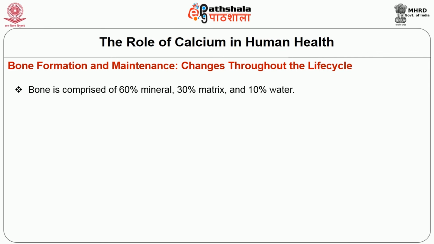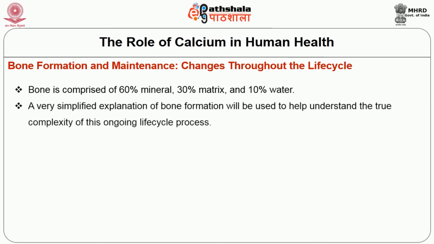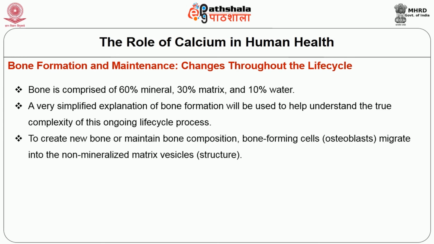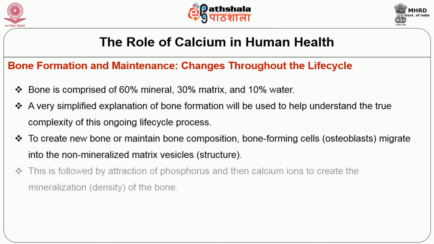Bone is comprised of 60% mineral, 30% matrix and 10% water. A very simplified explanation of bone formation will be used to help understand the true complexity of this ongoing life cycle process. To create new bone or maintain bone composition, bone forming cells, that is osteoblasts, migrate into the non-mineralized matrix vesicles. This is followed by attraction of phosphorus and then calcium ions to create the mineralization of the bone.